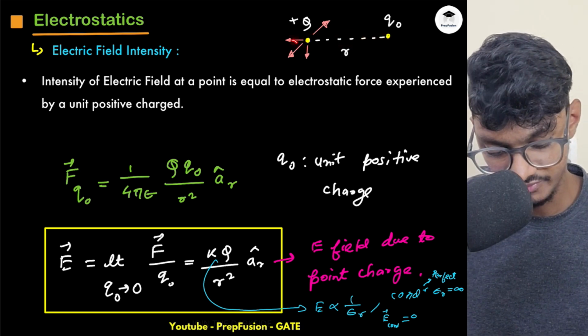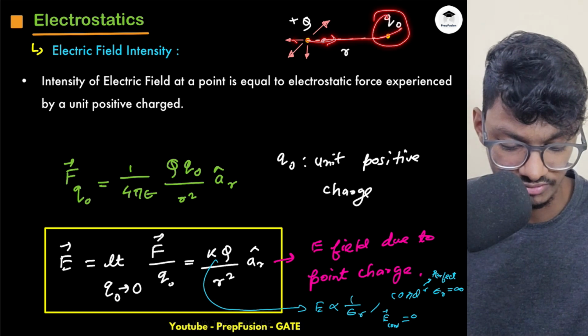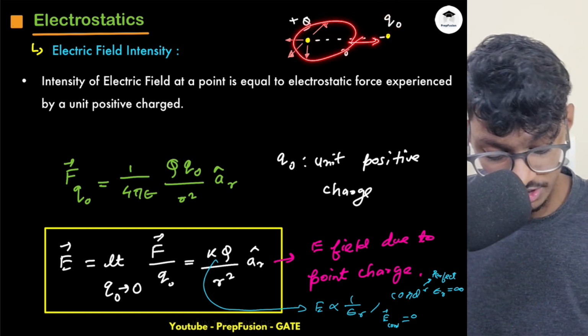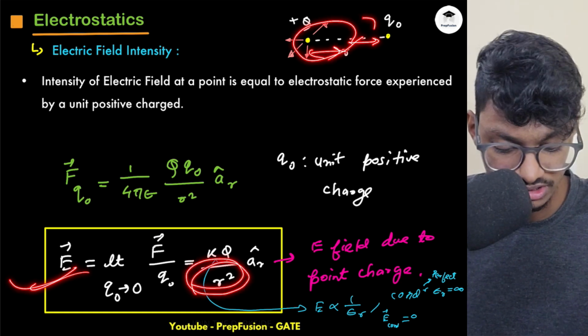If I place this q naught here, electric field intensity will be in this direction. But the distance has increased, so this electric field intensity will reduce because I have an r square here. As r has increased, this intensity will reduce.